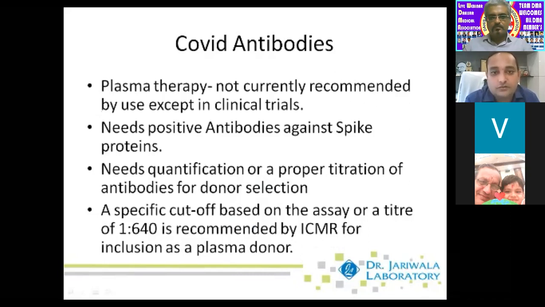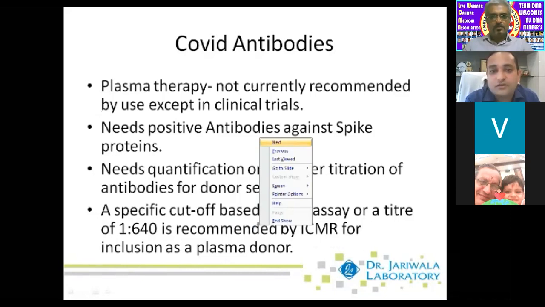Further, in the same extension, I would like to bring out that plasma therapy is currently not recommended as a routine standard for treatment. It is only permitted when there is a clinical trial going on. And the reason why I mentioned that the routine tests are not able to identify a patient as a plasma donor is the second point.